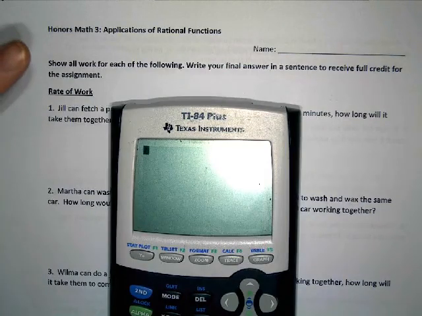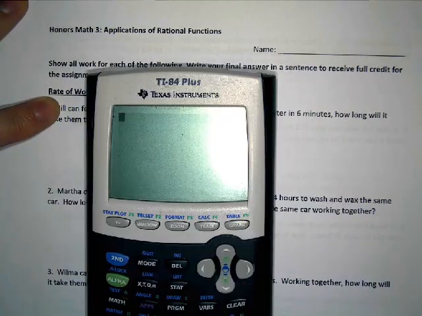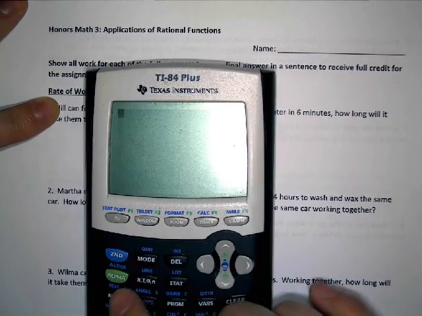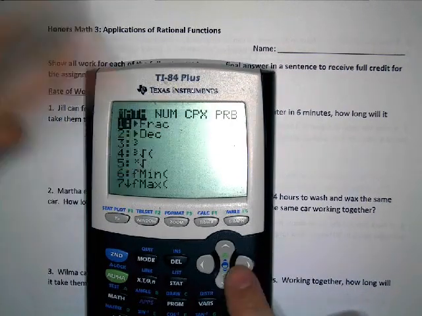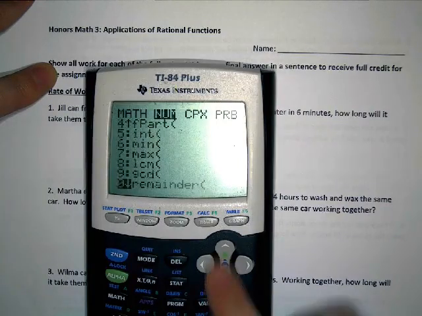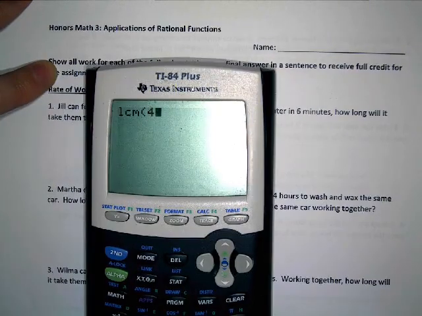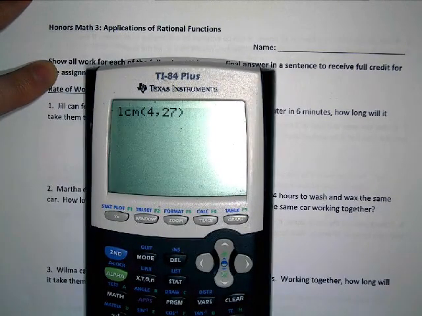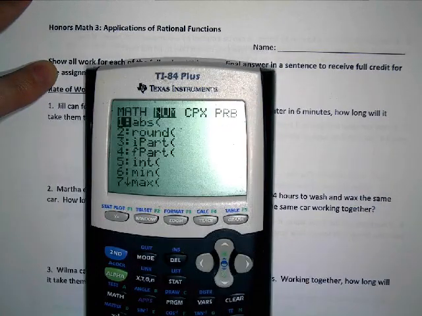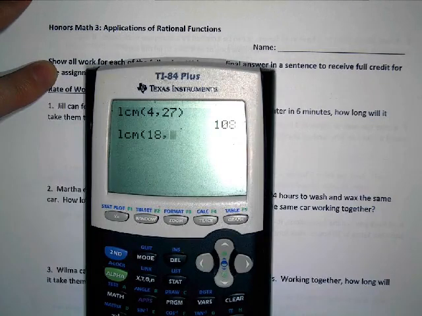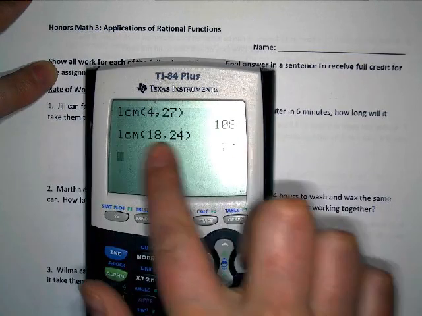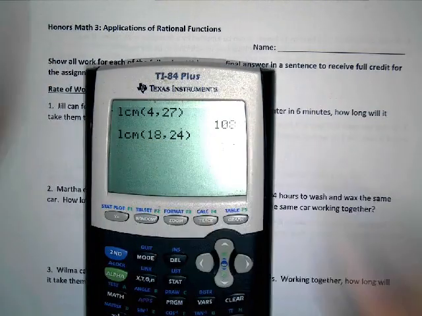So if you're looking for the least common multiple or the least common denominator of two numbers, you can just hit the math button, go over to the second column, and then you can scroll down to number 8. So if I'm looking for the least common multiple of 4 and 27, pretty sure you have to multiply those together, but it's going to tell me that it's 108. If I'm looking for the least common multiple of 18 and 24, then the calculator is going to tell me that it's 72, which is definitely not multiplying those two together.